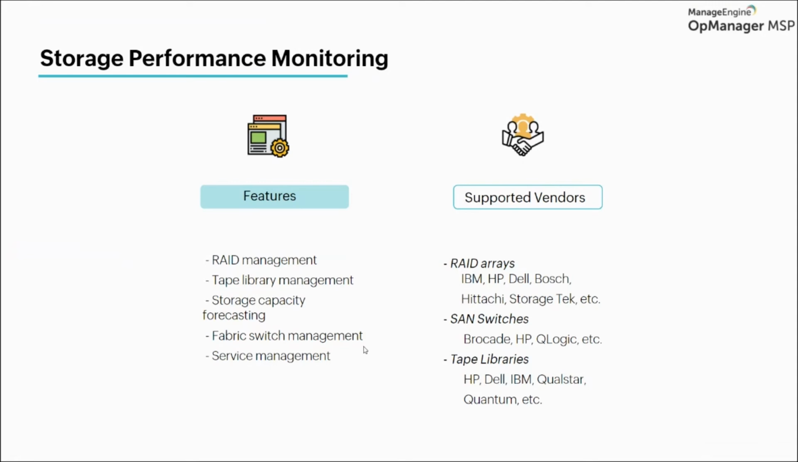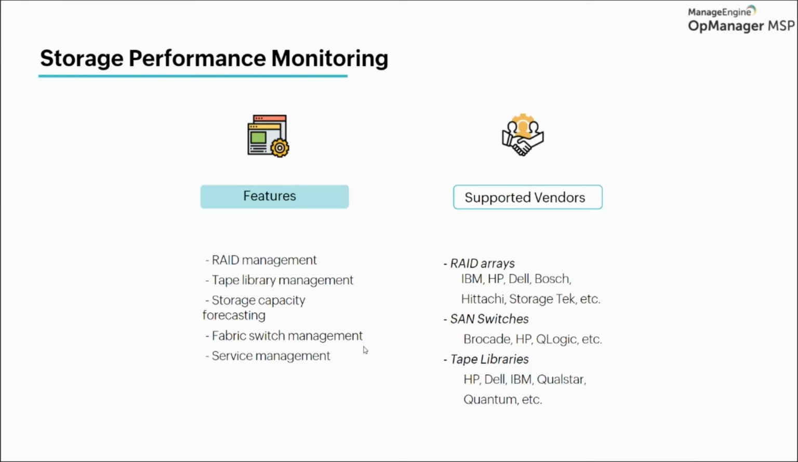Here we support various vendors that are live in our market, and these are examples of supported devices in storage monitoring, starting from IBM to Bosch or Hitachi. When we talk about tape libraries, we can monitor HP, Dell, IBM, and various different vendors as well. And you can visit our official help document to see the various other supported device models under storage monitoring.